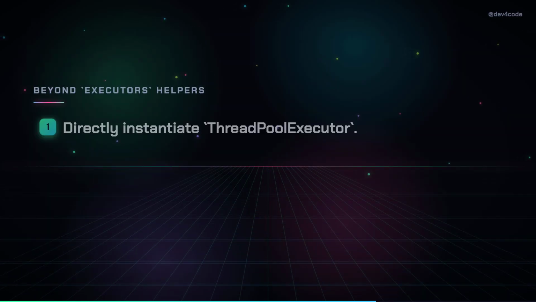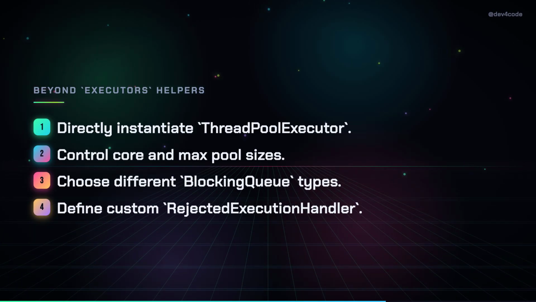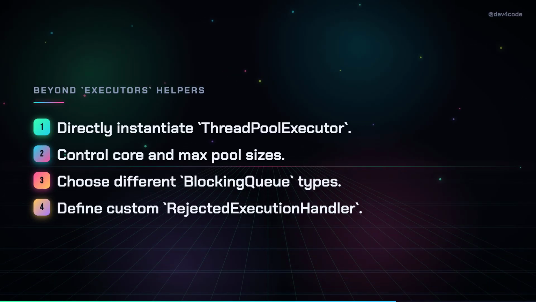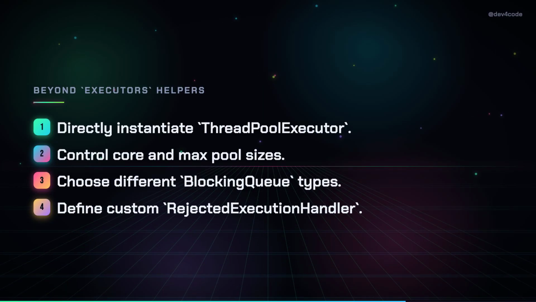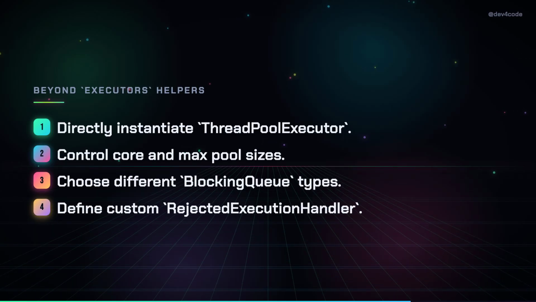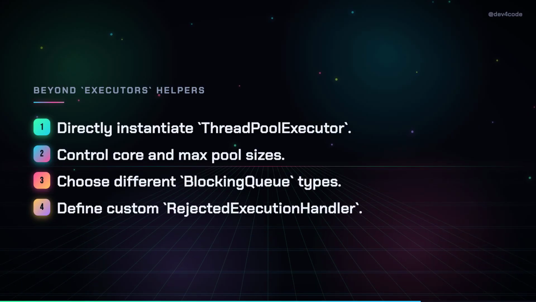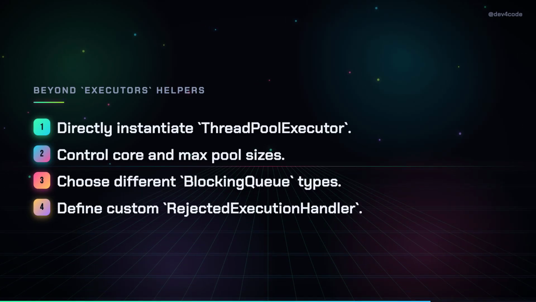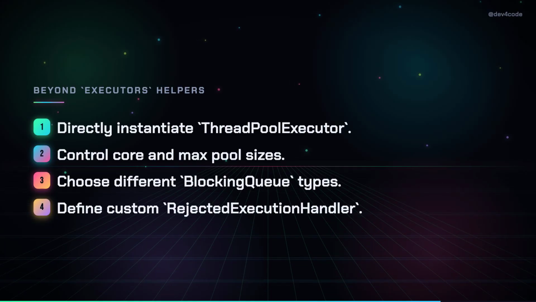While Executors provides convenient factory methods, for fine-grained control, you'll often directly instantiate a ThreadPoolExecutor. This allows you to specify parameters like the core pool size, maximum pool size, and the thread keep-alive time. More importantly, you can choose specific BlockingQueue implementations for task queuing and even define custom RejectedExecutionHandler strategies, dictating how to react when the pool is saturated, giving you full control over its behavior.